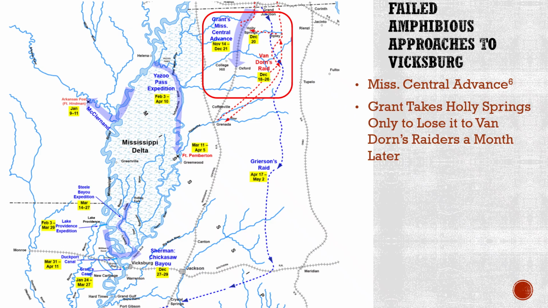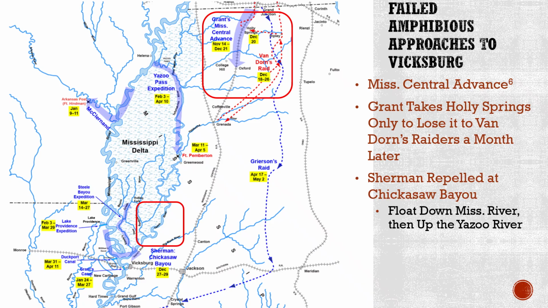In late 1862, we have Grant's advance into central Mississippi to head towards Vicksburg. He gets to Holly Springs only to lose it to Van Dorn's Raiders a month later. This was a pretty, I guess, both embarrassing and critical loss because the Union had made Holly Springs basically a supply depot, and when Van Dorn took that, he was able to capture a lot of supplies, and he took as many as they could carry and burn the rest.